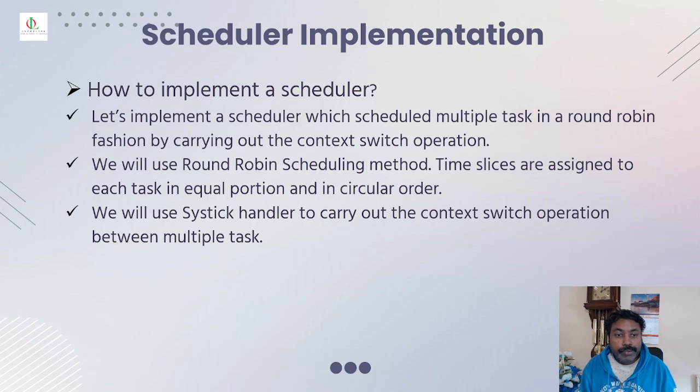So we're going to use this round robin scheduling method with the time slices that are assigned to each task in equal portion in a circular order. We will use the SysTick handler to carry this out, so that's why we covered the SysTick earlier. We're going to use that, and with the help of SysTick, we're going to implement the scheduler.